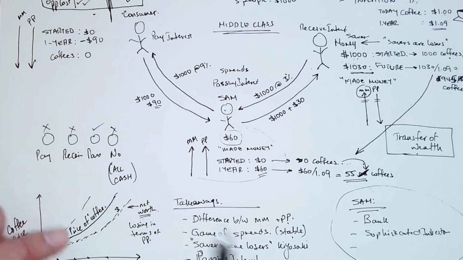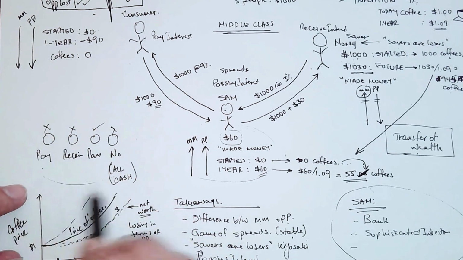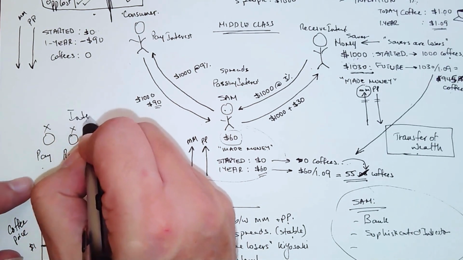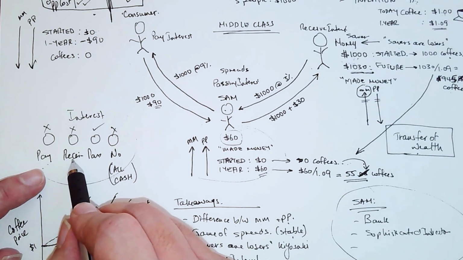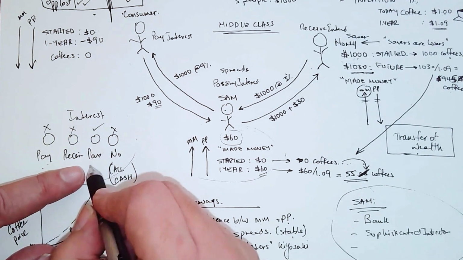So if you go back to the 4 types of people when it comes to interest, you don't want to be on the paying side. You don't want to be just on the receiving side. You want to be on the passing, meaning you're creating what's called an arbitrage.